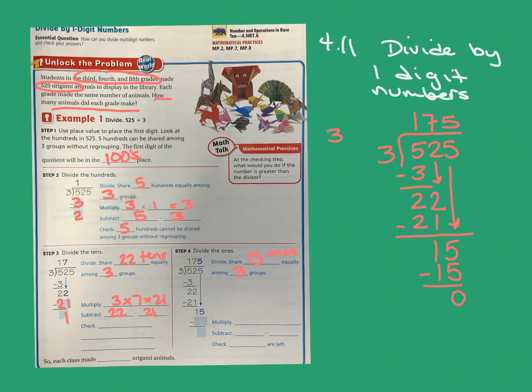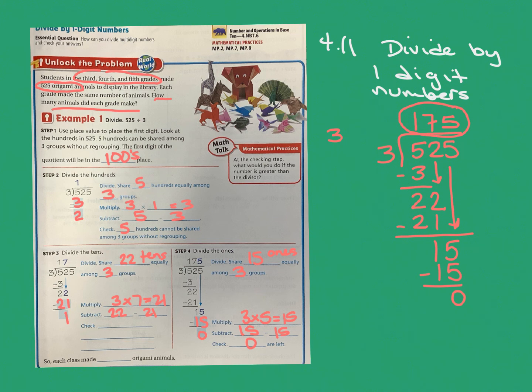And I have none left. 3 times 5 is 15 with none left. So I multiply 3 times 5 to equal 15, and I subtract 15 minus 15, and there are 0 left. That means this is always your quotient. This part up here is your quotient.